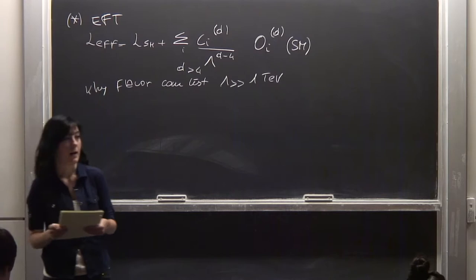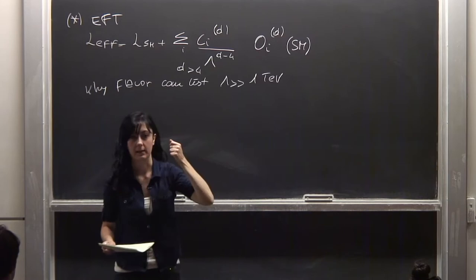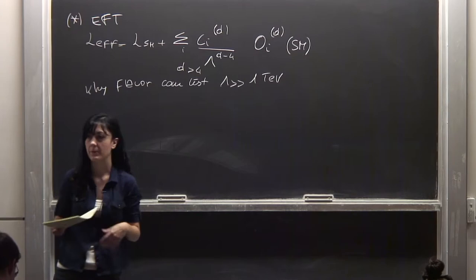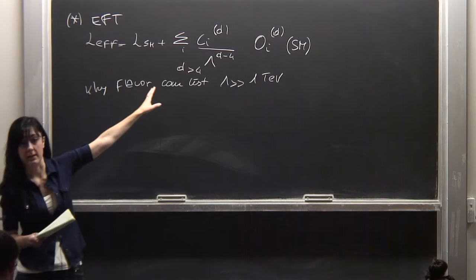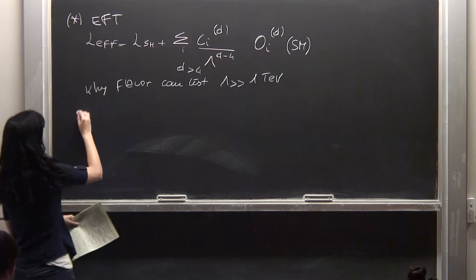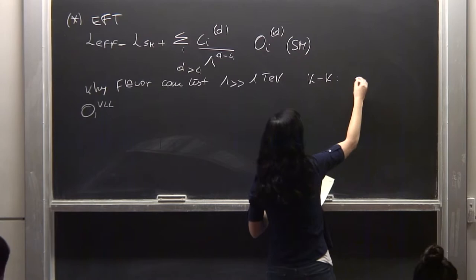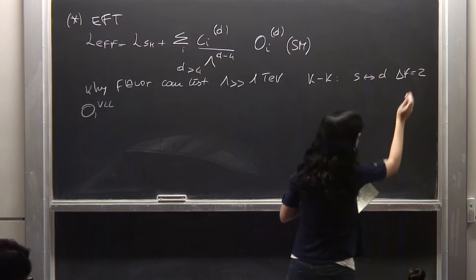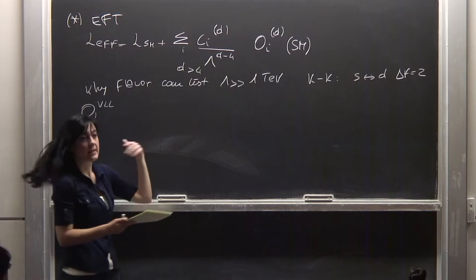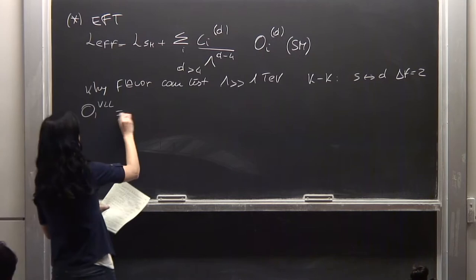So what are the operators that I can write down that are mediating flavor transitions? Since yesterday and 2 days ago we have spoken quite a bit about meson mixing, we can write down operators that are responsible for meson mixing in this formalism. First of all, I can write down the operator that is arising in the standard model. If we focus on kaon mixing, as we know, this is an s to d, Delta F equal to 2, so 2 units of flavor transition. And then I can write down all four-fermion operators. The one that we have seen for the standard model can be written in this way.